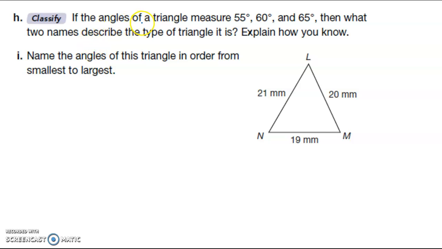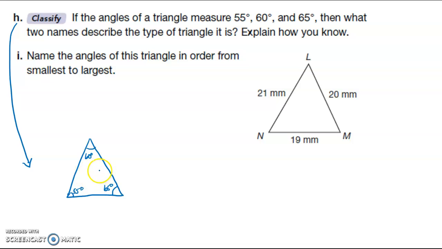Okay, if we classify a triangle with angle measures 55, 60, and 65, then what two names describe the type of triangle it is and how do you know? Let me bring this down here. And I'm going to draw the triangle because I kind of need to see it. I'm kind of visual about it. So I have 55 degrees, 60 degrees, and this is not to scale because Mrs. Ross can't draw, 65 degrees. Let's pretend this is our triangle.